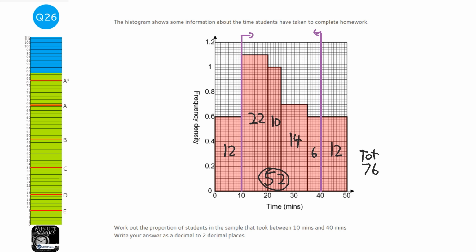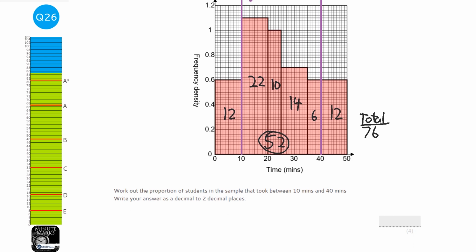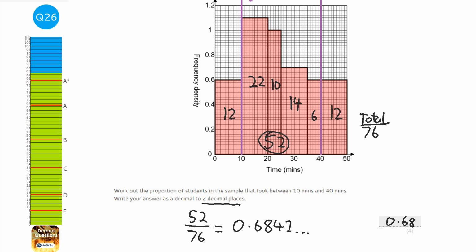So total is 76. So it says it wants it to 2 decimal places. So it doesn't want it as a fraction, because as a fraction it's 52 over 76. So 52 divided by 76 is going to be 0.6842 blah blah blah. So that's going to be 0.68 to 2 decimal places.